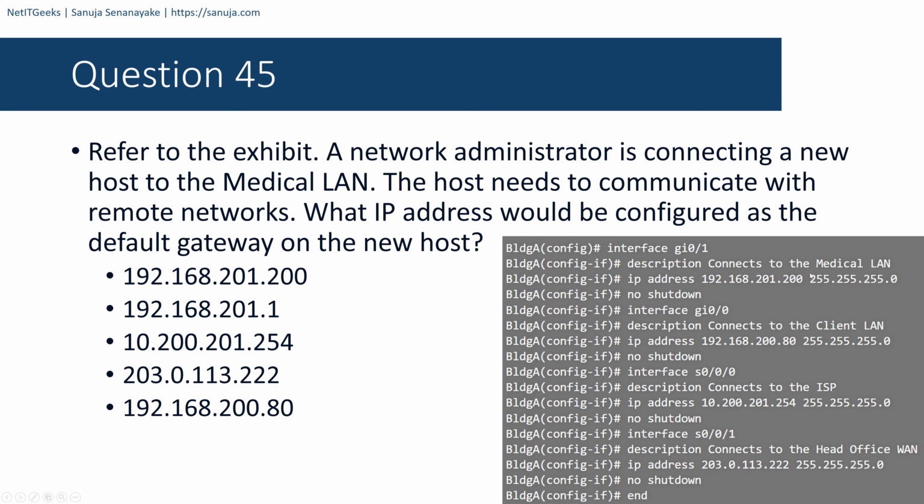So right here, the first description is that the medical LAN is up here, and its network address is set up as 192.168.201.200 with the 255.255.255.0 subnet mask. That means this is the address the host is going to use for remote communication. This will be any host that is connected to the medical LAN segment, and it is going to have 192.168.201.200. That is this IP address, that is the default gateway, and that's the answer to this question. This is very similar to the previous questions that I did.